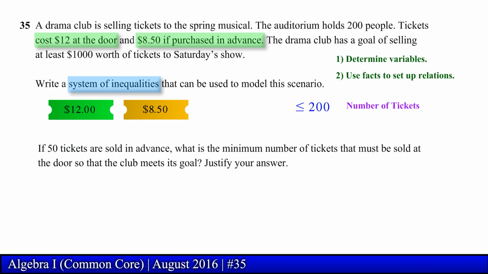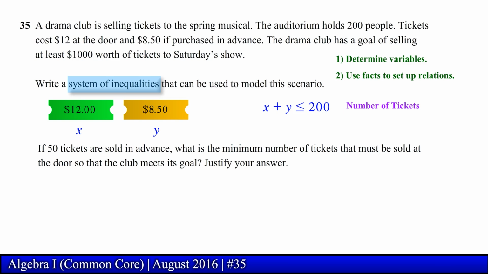In this case, the variable x will represent the $12 tickets, and the variable y will represent the $8.50 tickets. So the first relation can be written as x plus y is less than or equal to 200.